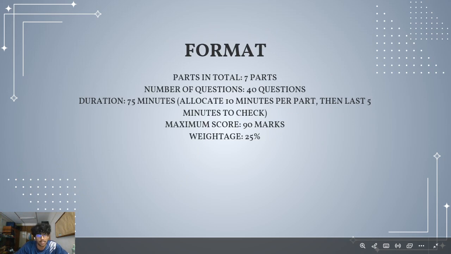So let's discuss the format of the paper first. In total, there are 7 parts for this paper, allocated 40 questions. The duration of the paper is 75 minutes, whereby if you manage your time properly, optimally it should look like you allocate 10 minutes per part and then the last 5 minutes to check your answer and to transfer it into the question answer sheet. The maximum score is 90 marks and the weightage is 25%.